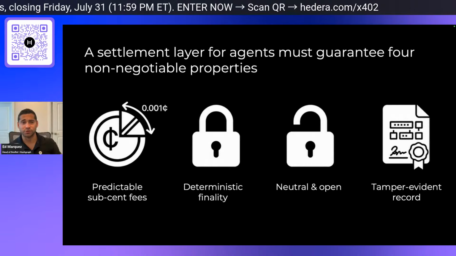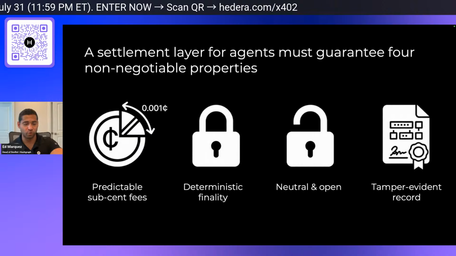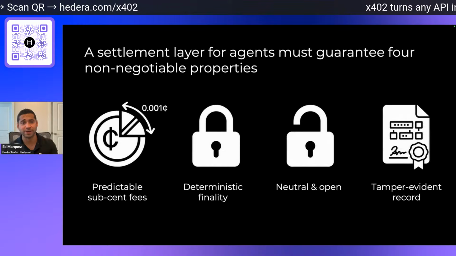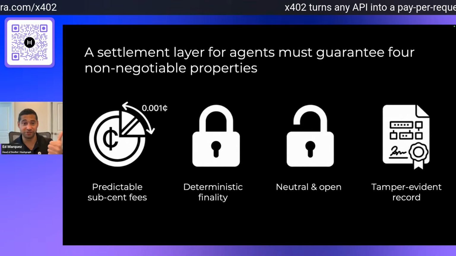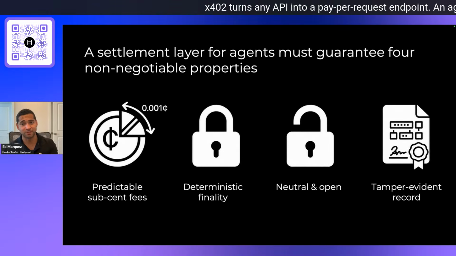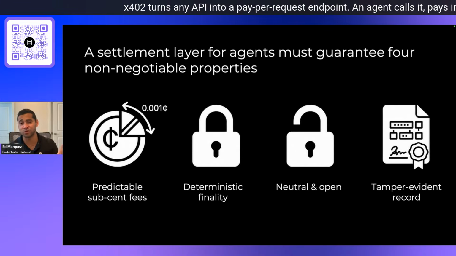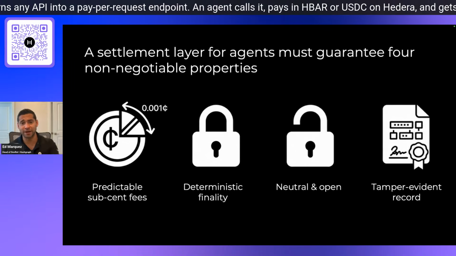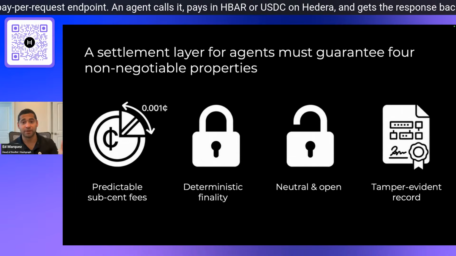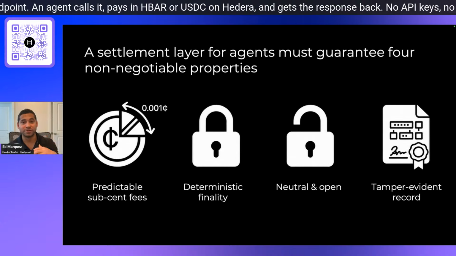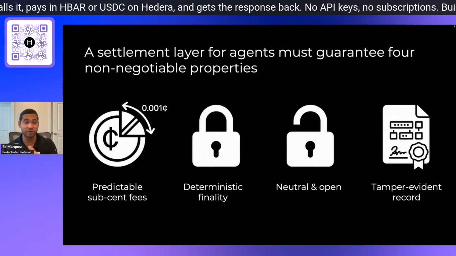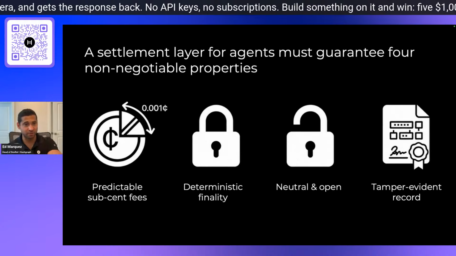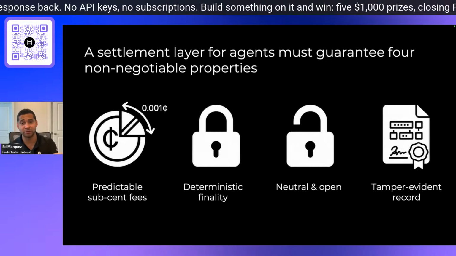All right. So coming back to that question of what does the settlement layer actually have to guarantee for agents? I would say it's 4 things. The first one is obviously sub-cent predictable fees, right? Because if the fee is larger than the thing that you're trying to pay for, the model kind of dies. You also need fast finality. And so the agent and the server have to know that the money is truly settled before they hand over the resource and the payment in a single HTTP cycle.